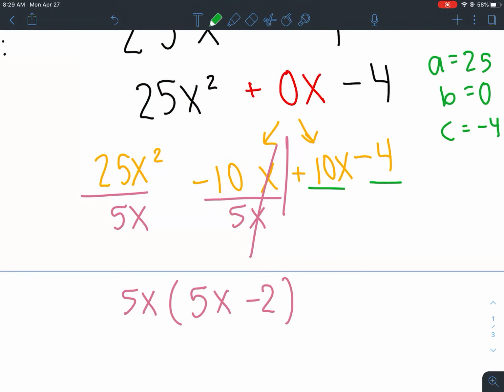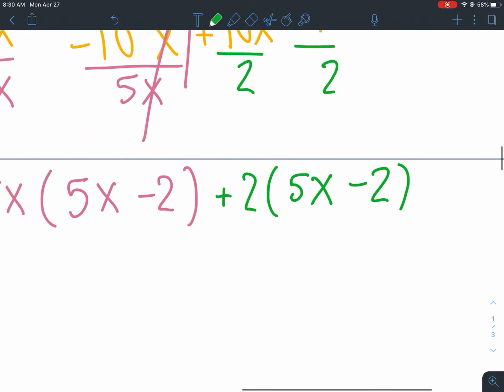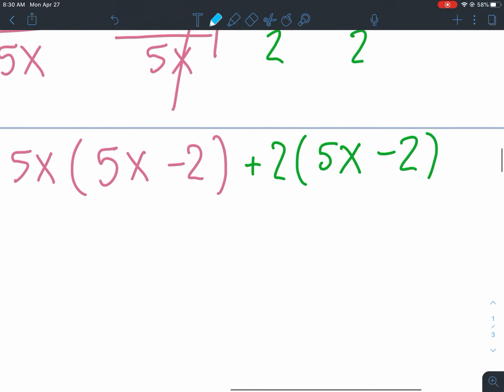The next thing I have here is my GCF of 2. Now I'm going to take out a positive 2 because the first term is positive. I don't need to take out a negative. So it's going to be positive 2, and I can't take out any x's. 10 divided by 2 is 5. X stays, and the negative 4 divided by 2 is negative 2. You check for matching parentheses. We have that, so we're good.